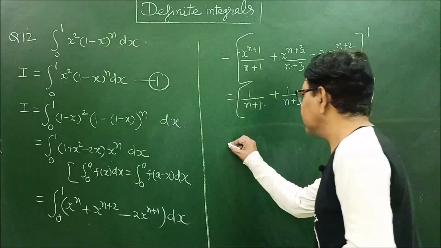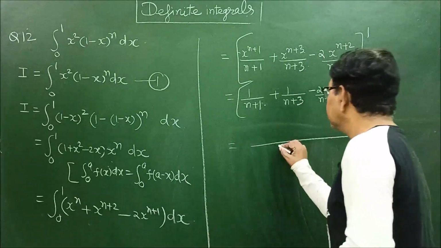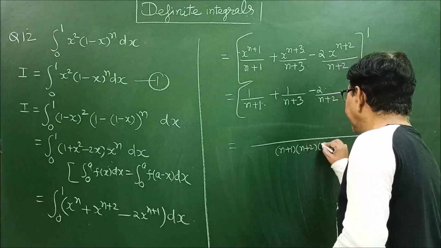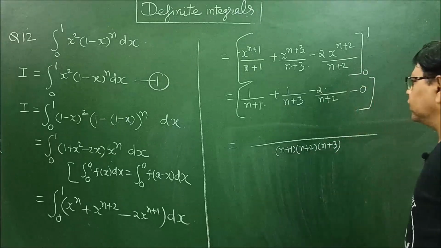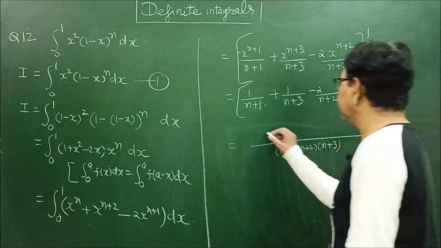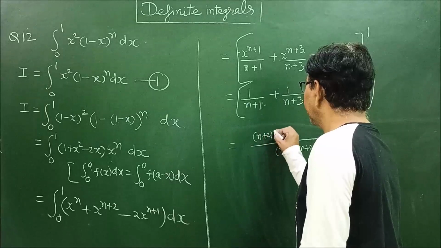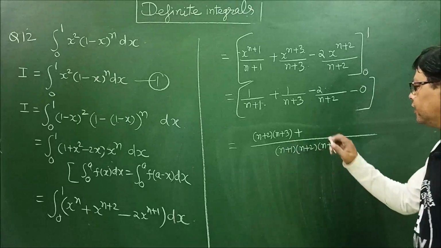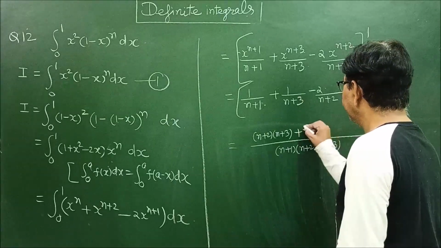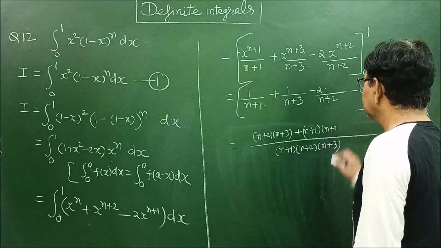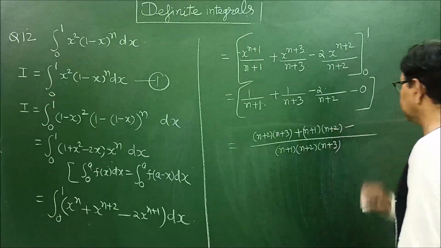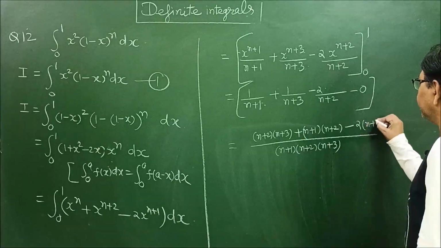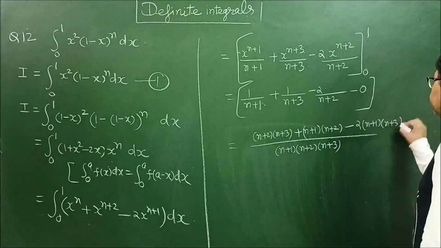Now on taking the LCM, it is (n+1)(n+2)(n+3). Now (n+1) cancelled, (n+2) into (n+3) plus (n+3) cancelled, (n+1) into (n+2) minus (n+2) and (n+2) cancelled, 2 into (n+1) into (n+3).